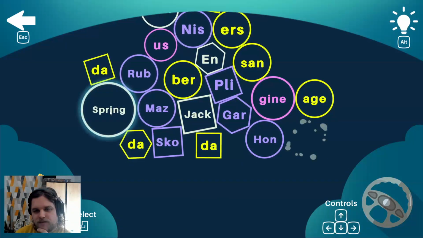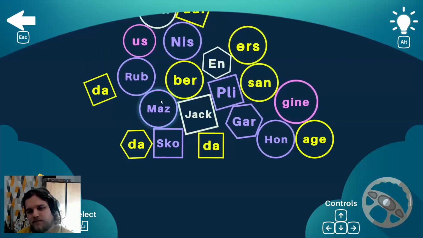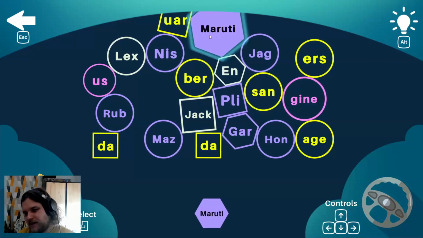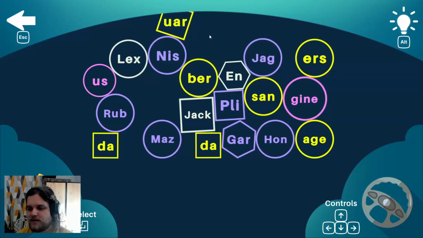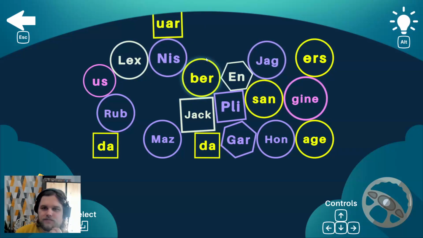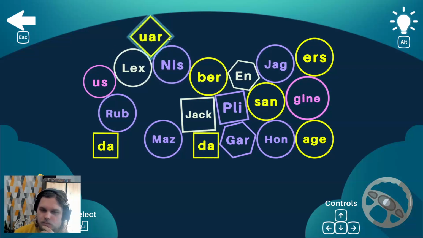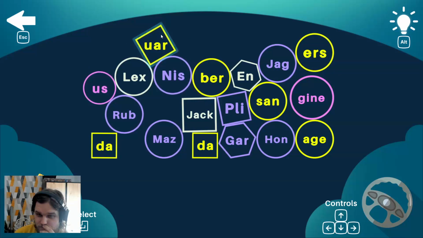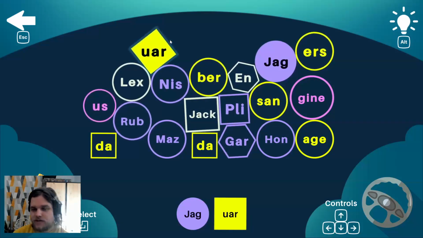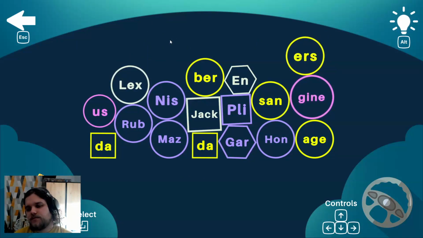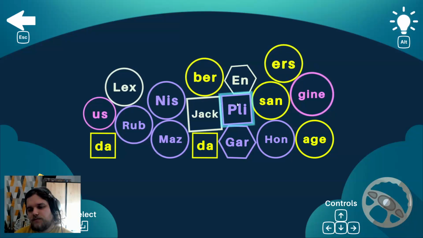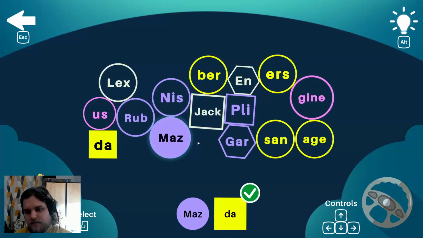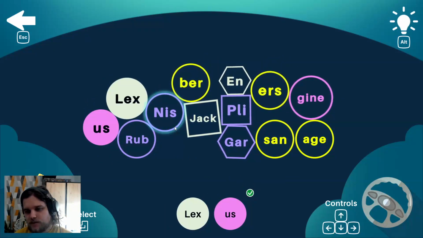Horn again, a spring as a part of the vehicle. I have a Skoda. Maruti. I don't know. Jaguar probably here, so I have Jaguar. Honda again. Mazda. Like a Lexus.